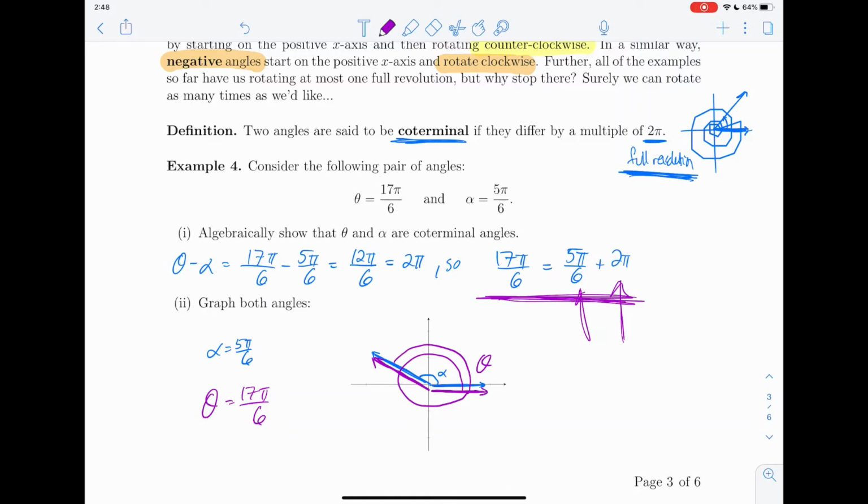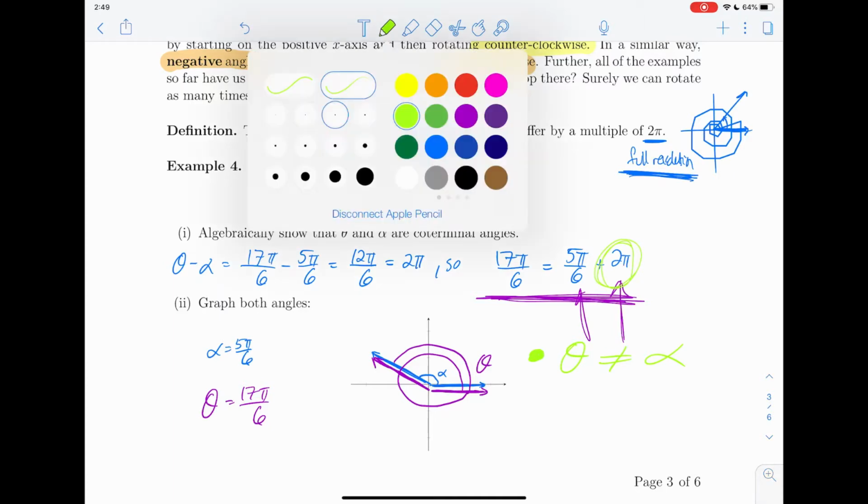It's very, very important moving forward that you recognize that two coterminal angles, although they end up pointing in the same direction, are not the same angle. What does that mean? This means, I'll write it over here, big key important part, theta does not equal alpha. They clearly can't be equal because there's this 2 pi that's keeping them from being equal. Coterminal angles are not equal.